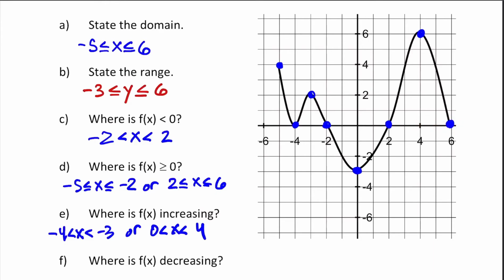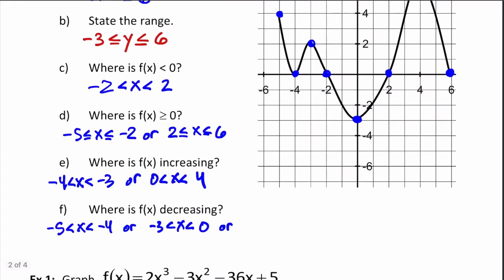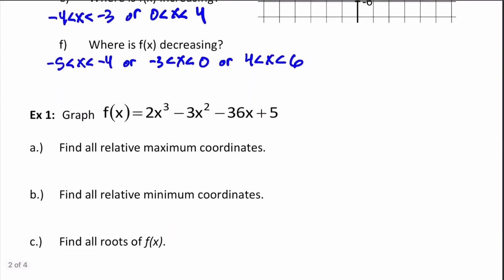It's going to be a little bit of a pain to write, but we can do it. -5 is less than x is less than -4, or -3 is less than x is less than 0, or 4 is less than x is less than 6. Those 3 intervals are where it's decreasing. All right, so that's just a review of yesterday.